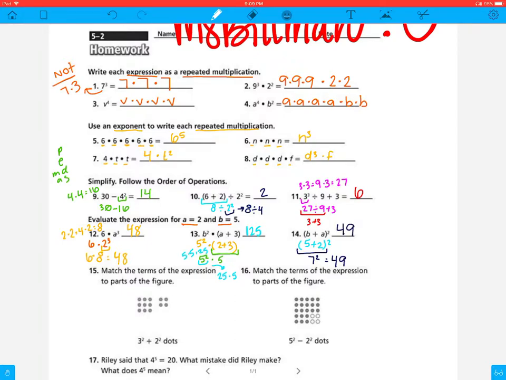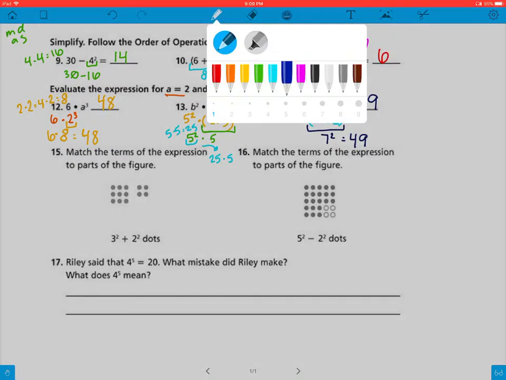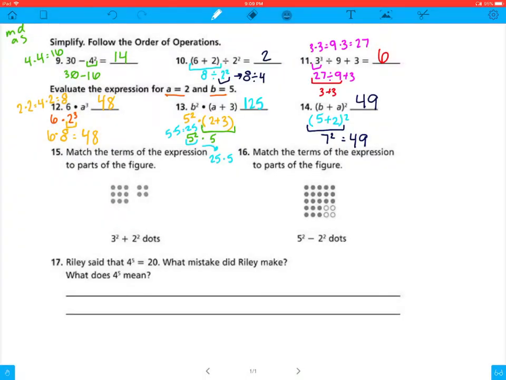Okay, number 15 and 16 are great for modeling math. So we're going to match the terms of the expression to the parts of the figure. So there's 3 squared plus 2 squared dots. Now, when I look at this model, because this is a model, I notice there are two squares that are sets of circles. So that 3 squared is like saying 3 multiplied by 3, and I can see that in that square that is 3 by 3. The 2 by 2 square is 2 squared. To get my answer, what I could do is I could add all of those dots up and get the same answer. So that's one way to model math.